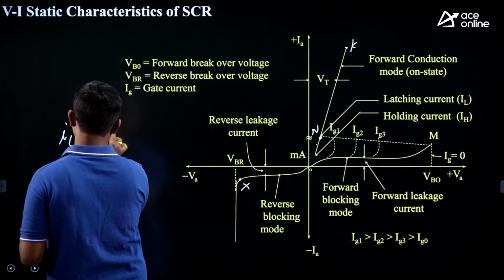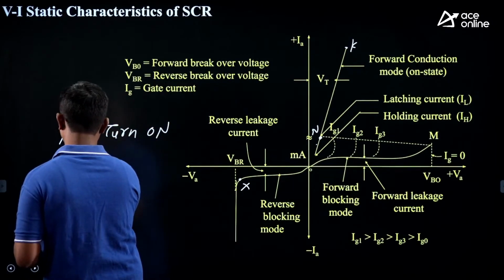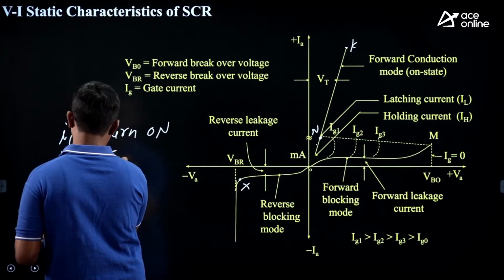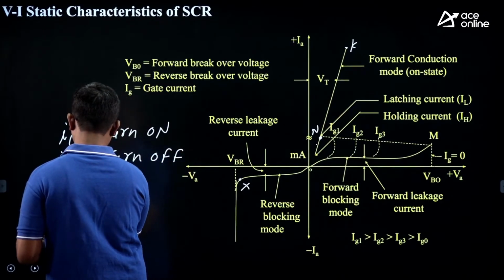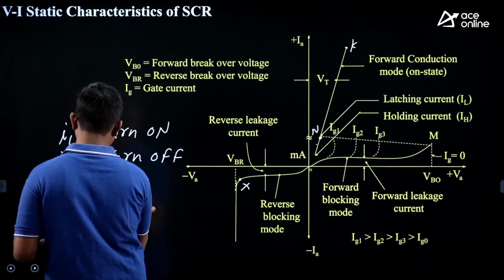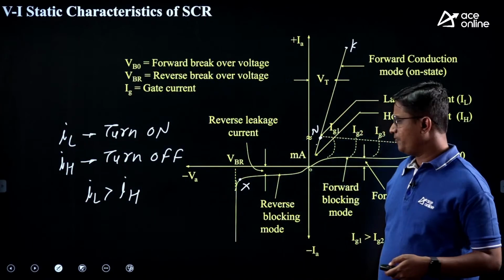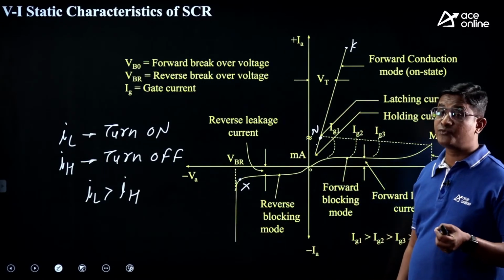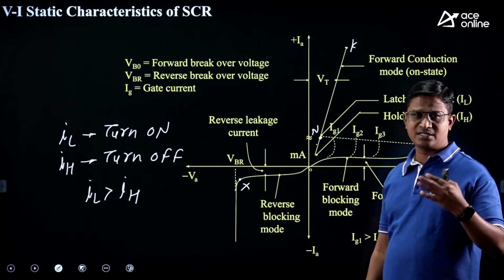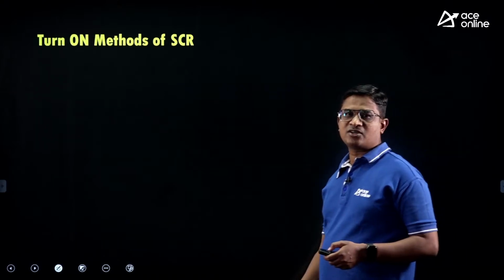IL is associated with turn on, IH is associated with turn off. Generally, IL is greater than IH. The IL value is greater than that of the holding current value. Now, related to the latching current value and the minimum gate pulse width required, some questions they have framed. Next, turn on methods of the SCR.